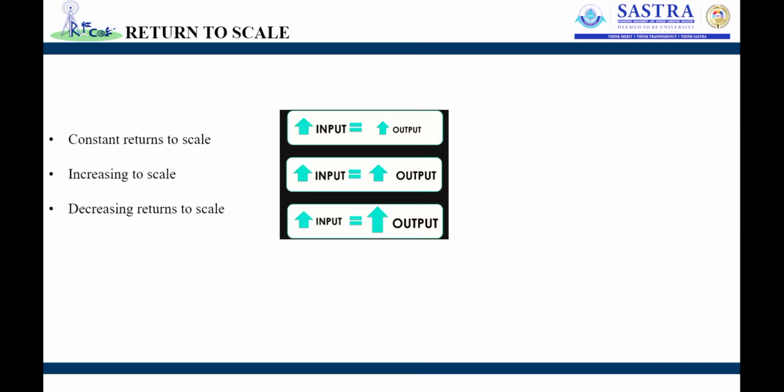Next one is returns to scale. The term that refers to the proportionality of changes in output after the amounts of all inputs in production have been changed by the same factor. Constant returns to scale. It means that the increase in input in proportion to the output gives the same level of increase in output during the production.